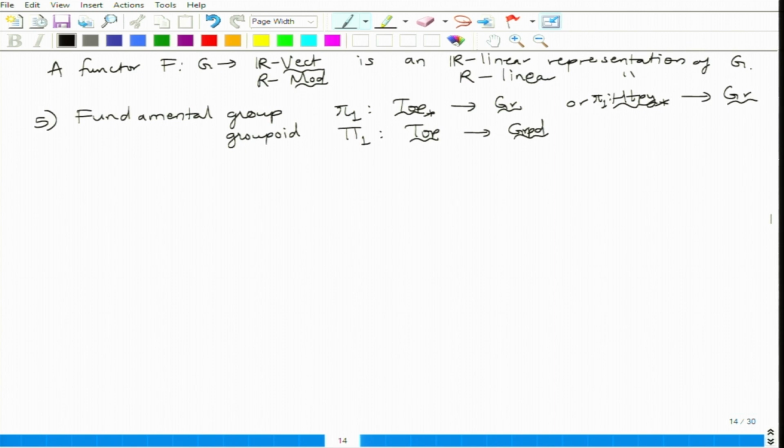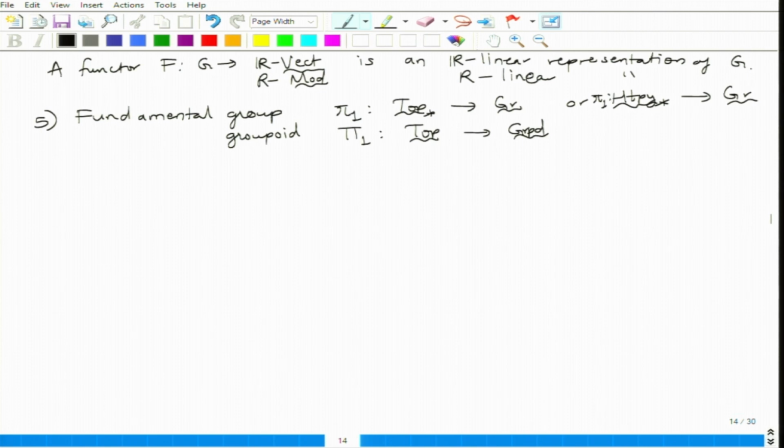So there are two pointed topological spaces, and there is a homotopy between those two spaces which preserves the base point. Homotopy equivalence between two spaces, which is just a pair of maps in opposite directions such that the compositions are homotopic to the identity. Okay, so fundamental group, this is a natural choice.